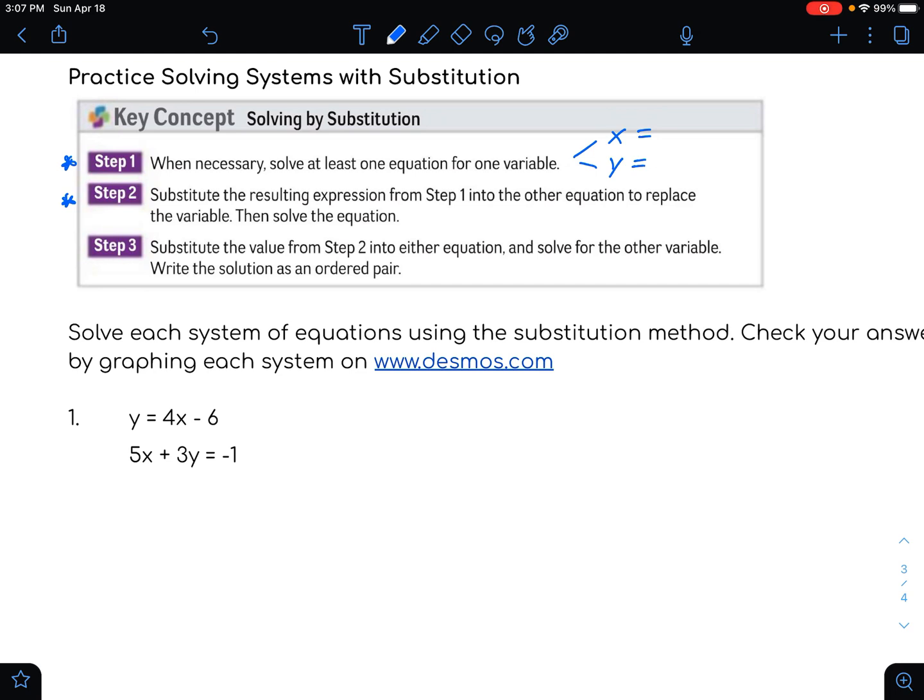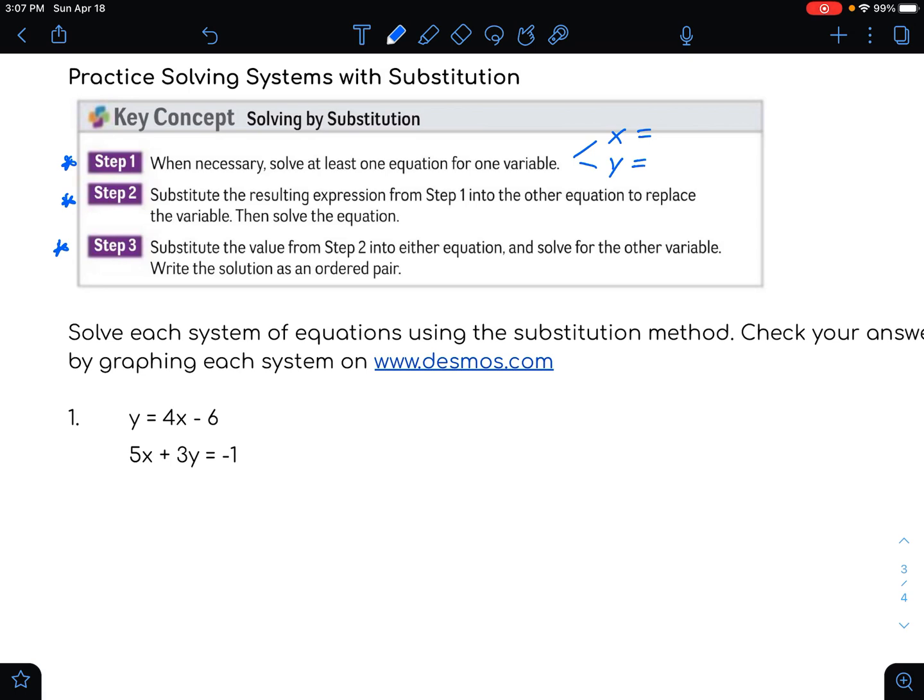Step number 2, we're going to then think about that $20 versus $4 or $5, kind of trading one out for the other. That was the analogy I used. If you're getting change for money, you want something that is equivalent. So we're going to substitute one expression into the other equation for the variable that it is equal to. So substitute the resulting expression from step 1 into the other equation to replace the variable, and then solve the equation. And then remember, we need 2 values in our solution, an x and a y.